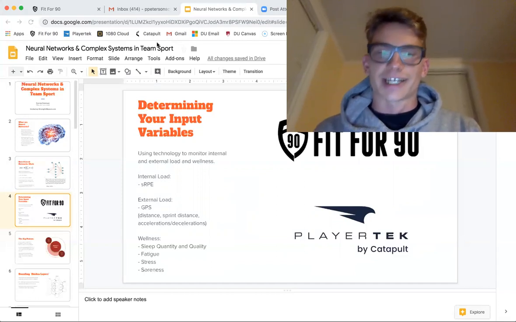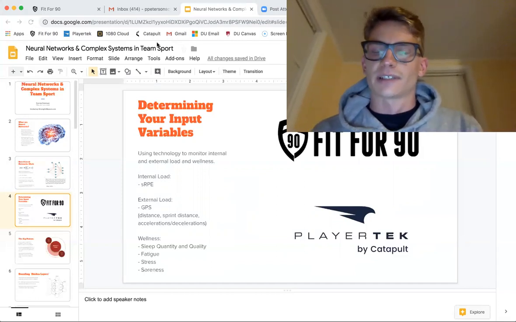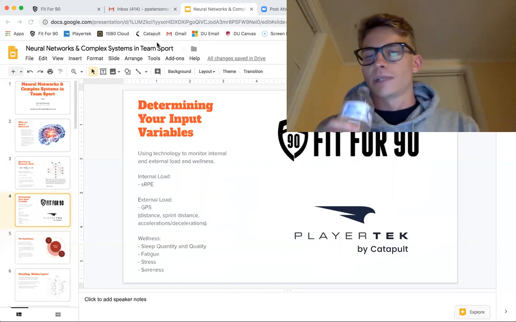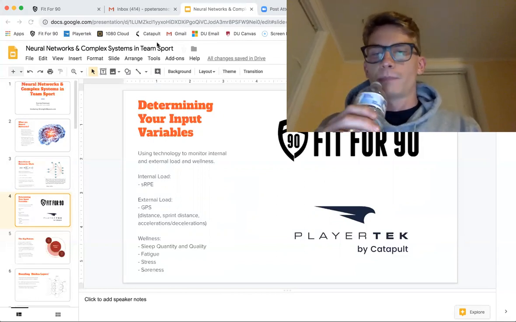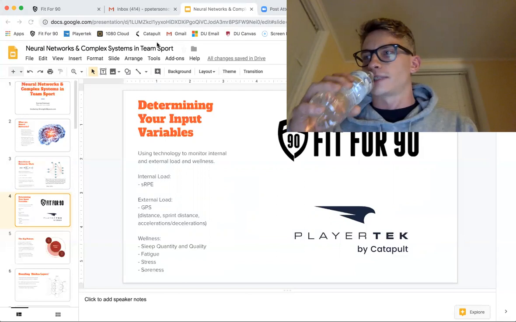It's the cheaper version of Catapult, the way I like to put it. It's got the IMU GPS combo, so it gets pretty much all the same metrics that we're going to be looking at with a Catapult S5.